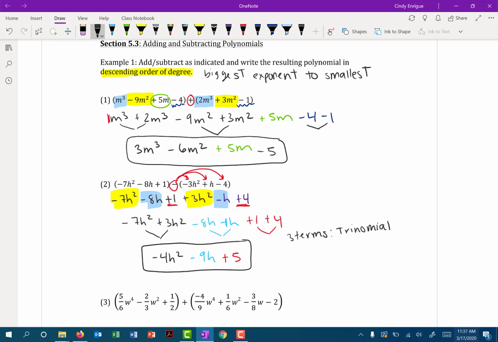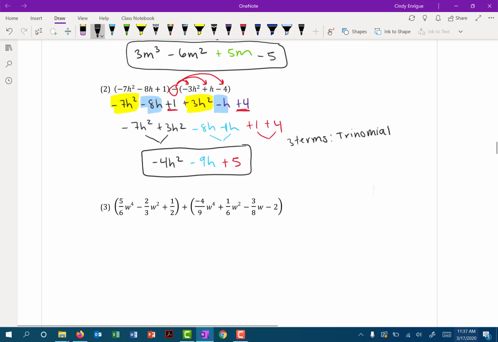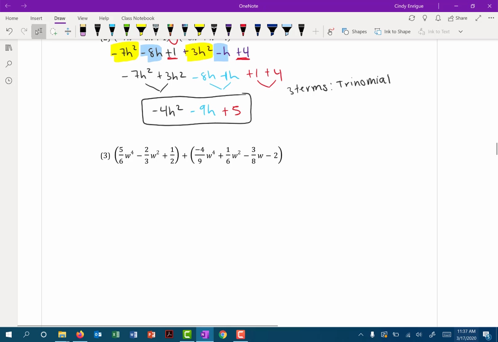Okay, now number 3. We're still adding and subtracting terms. Because the operation in the middle is addition, I know I can start adding these terms together. And of course, I know exactly what you're all thinking: oh my gosh, fractions. That's okay. We can deal with fractions. You can either do the side work over to the side, or you can use your calculator. This class allows you to use calculators.